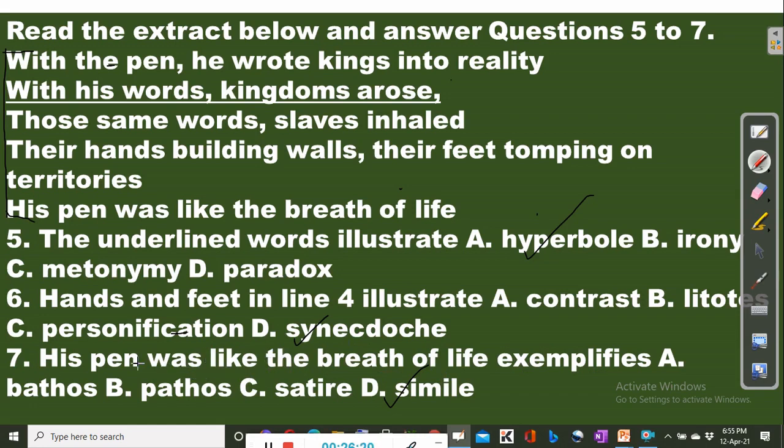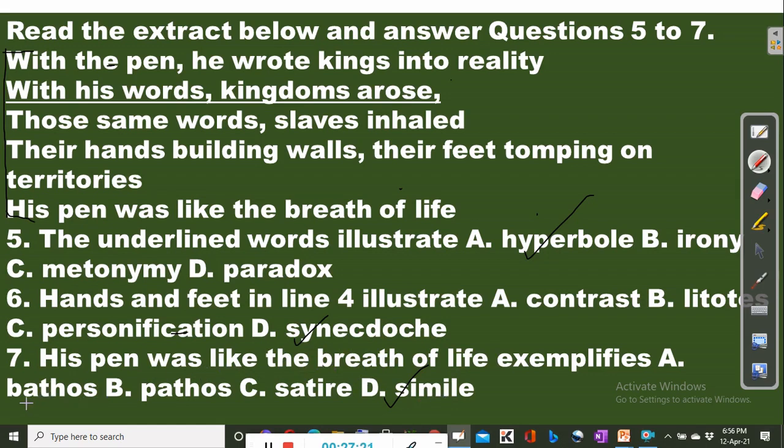Whenever you find an expression where the pen is likened to the breath of life, when you compare one thing to another using any of the words like or as or resemble, then you are using simile. Now, simile is a little bit similar to metaphor, but metaphor is saying that one thing is another without using any of these words like or as. If you say Samson was a lion in strength, then you are using metaphor. But if you say that Samson was like a lion, then you are using simile. So now you can understand this.